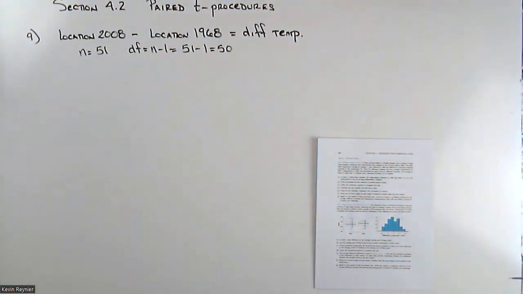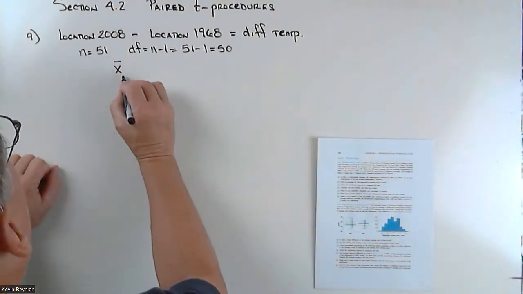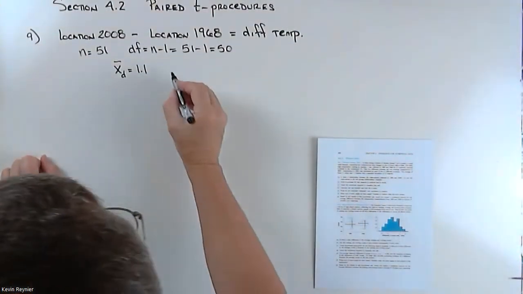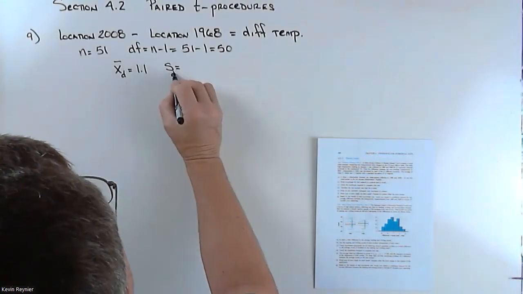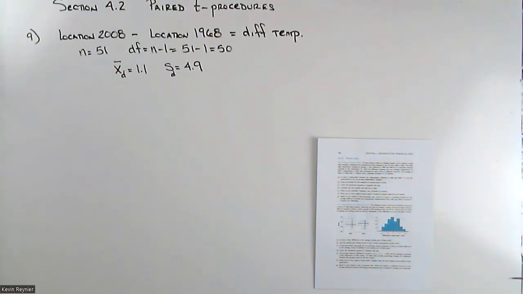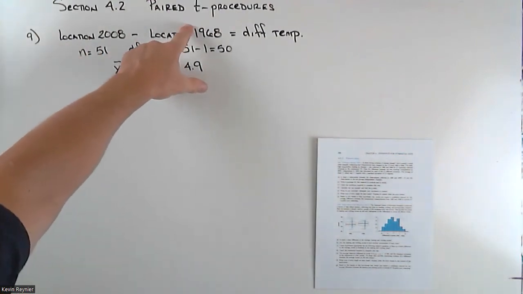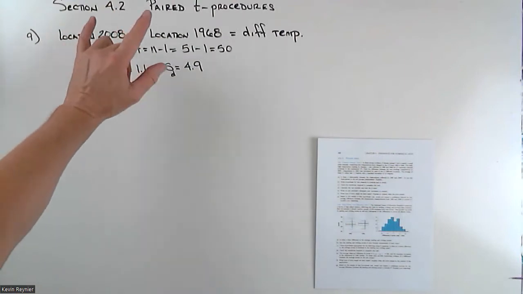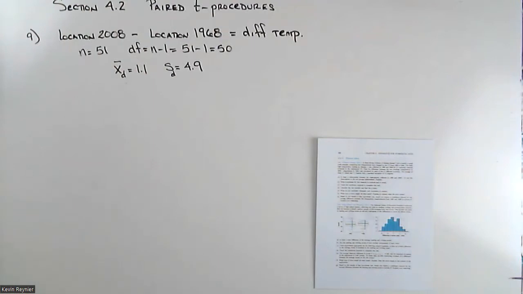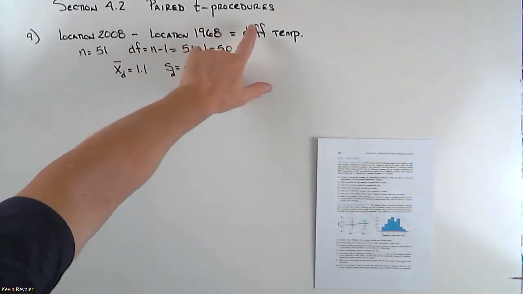Okay. The average of these 51 values was 1.1. So X bar for our differences was 1.1. And the standard deviation S for our differences was 4.9. Again, the key idea here is because we have a relationship between the data in 2008 and the data in 1968, that observation came from the same city or the same location, here minus here, 51 different randomly selected locations. We are going to do this as a paired T procedure.